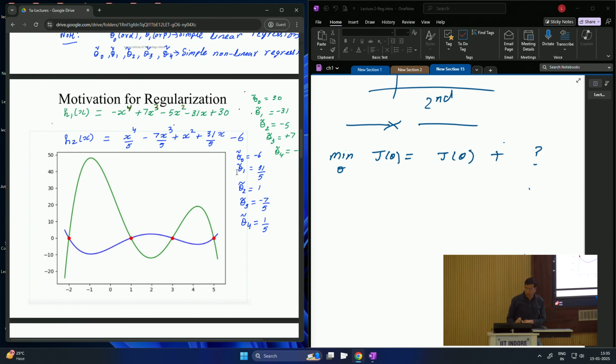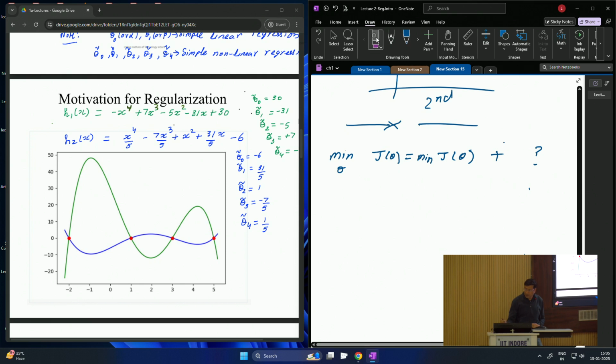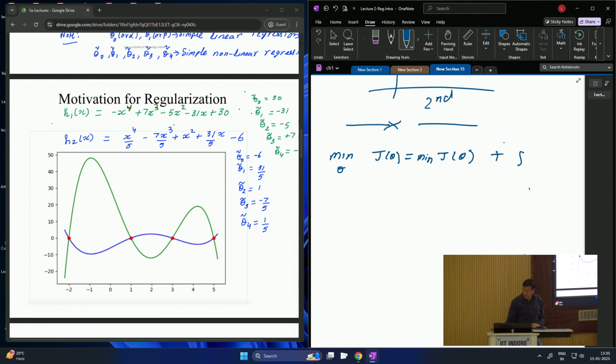To do that, because I'm trying to find the minimum of my residue function, if I can add here a function of theta, f theta, which minimizes my theta along with the J theta, then I'm good. Correct? There are many ways of picking f theta. One way is just to sum theta j, j going from 1 to 4. I just add the thetas here, simply a linear one: theta 1 tilde plus theta 2 tilde plus theta 4 tilde. That's one way of doing it.